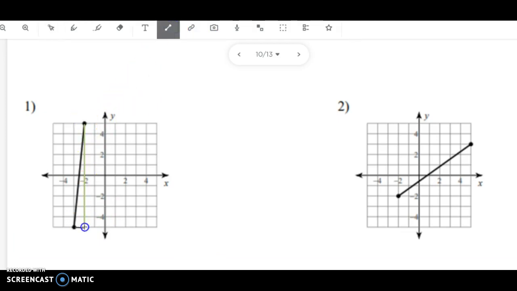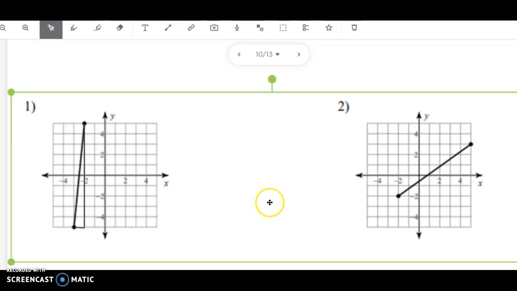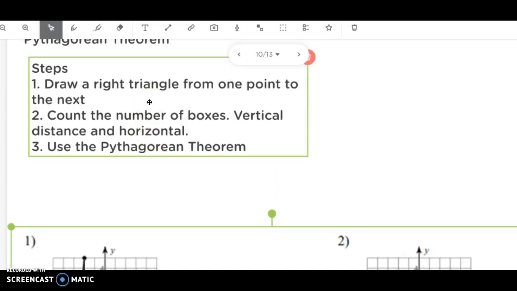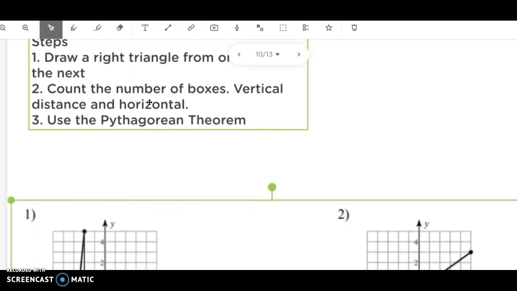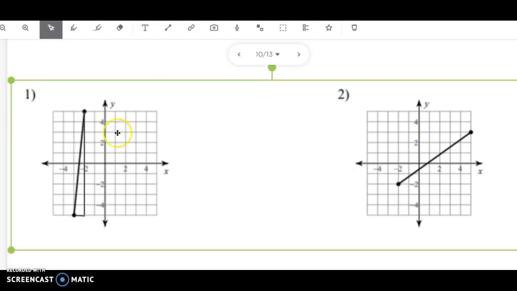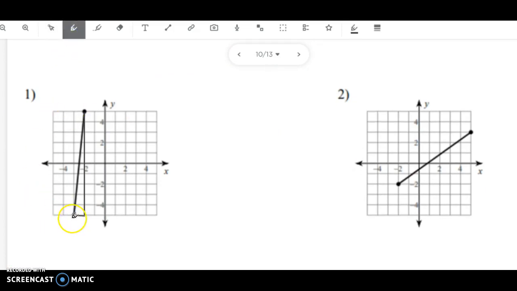And all I'm doing is I'm making a little right triangle. Now, of course, that's not as straight as it can be, but it's better than what Mr. George would have drawn. So step two is count the number of boxes, the vertical distance and horizontal distance. If you're looking here, the distance between this point and this point is 1. There's one box in between there, okay? So that would be 1.